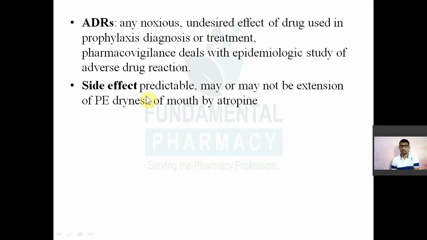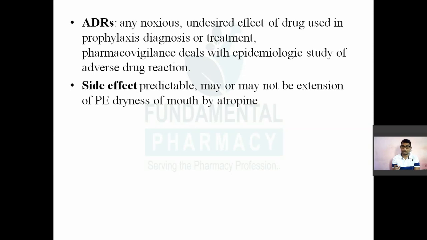So a side effect is predictable. You can predict what kind of side effect will be there. For example, suppose that you are taking an antacid for a long period. Anybody on antacid therapy for a long period is obviously going to suffer from achlorhydria. So that may be a side effect which is predictable. We can predict it. For example, dryness of mouth caused by atropine.